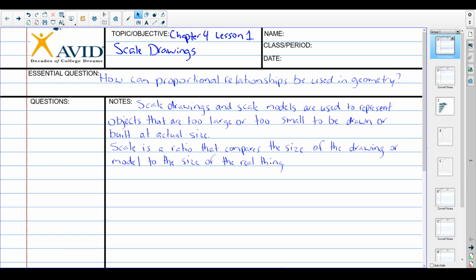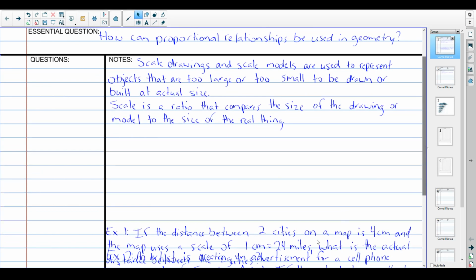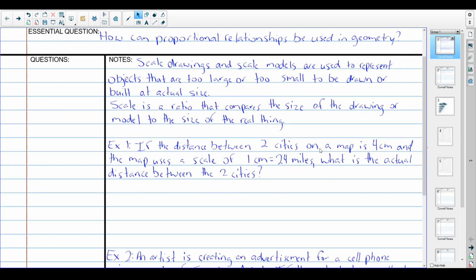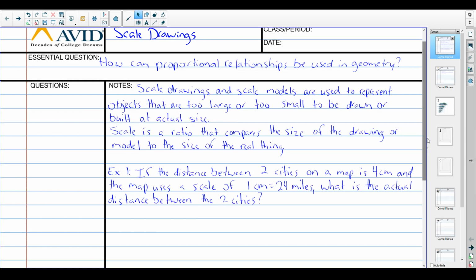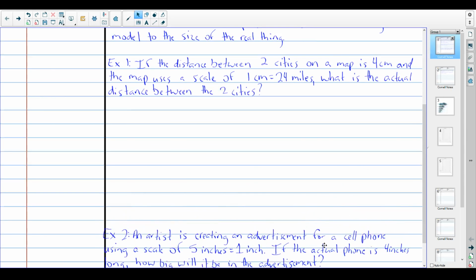Fingers crossed. Scale drawings and scale models are used to represent objects that are too large or too small to be drawn or built at actual size. And then the scale is the ratio we use to compare the size of the drawing to the real thing. This actually gets used all over the place. Like here's our social studies example. We have the distance between two cities on a map as 4 centimeters, and the map uses a scale of 1 centimeter equals 24 miles. What's the actual distance between the two cities?